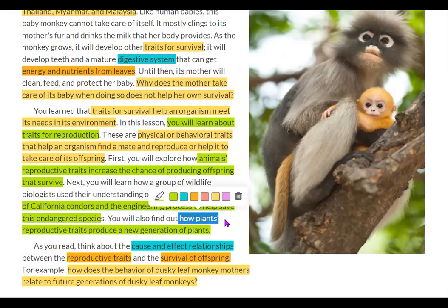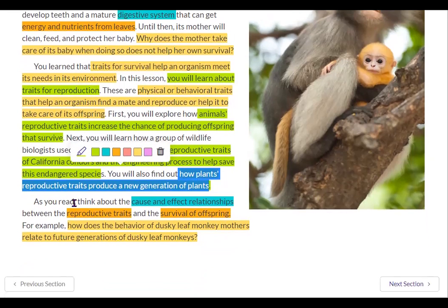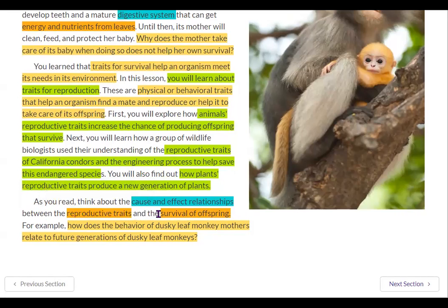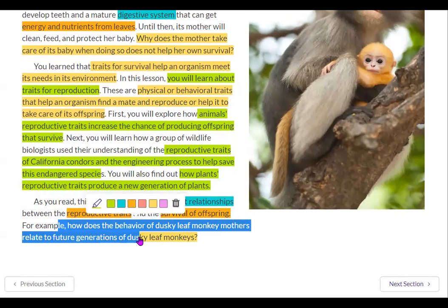We'll also think about how plants' reproductive traits produce a new generation of plants. And as we read, I want us to think about the cause and effect relationships. When you have a cause and effect relationship, we're thinking about how one event can influence another. So in this case, we're looking at how reproductive traits can influence or affect the survival of offspring. And so the question we're looking at is, how does the behavior of dusky leaf monkey mothers relate to future generations of dusky leaf monkeys?